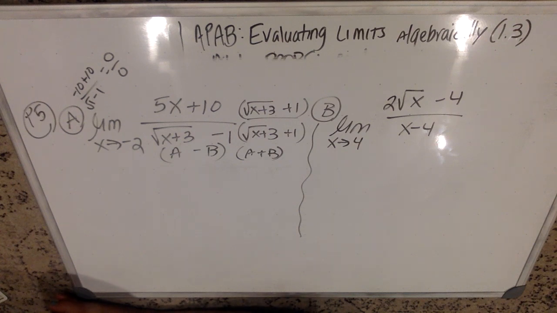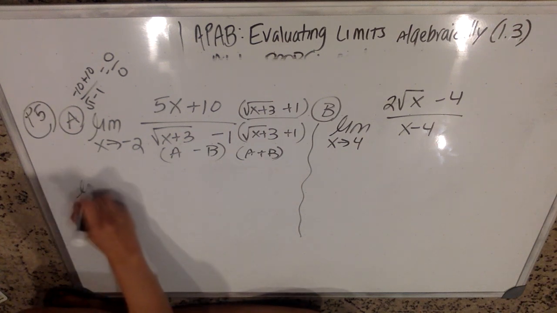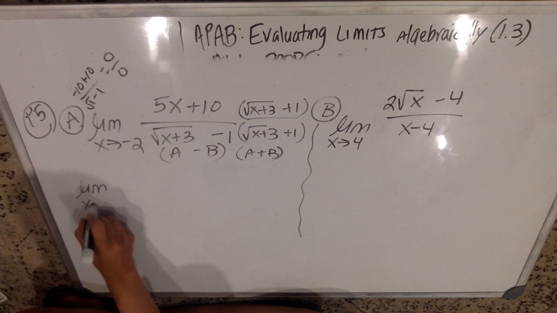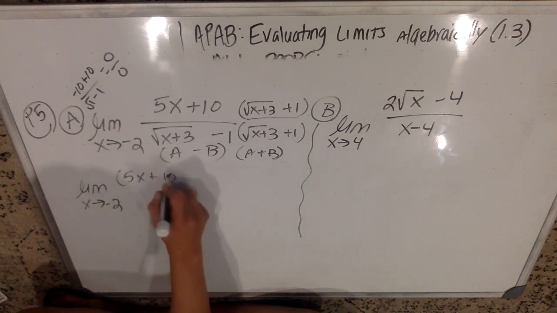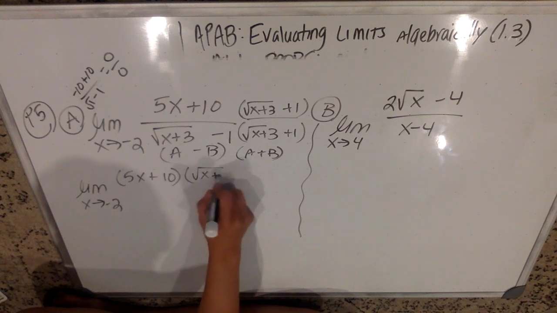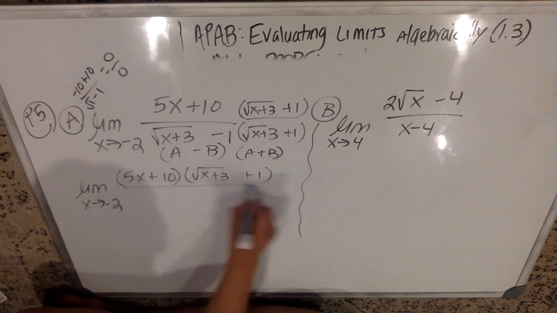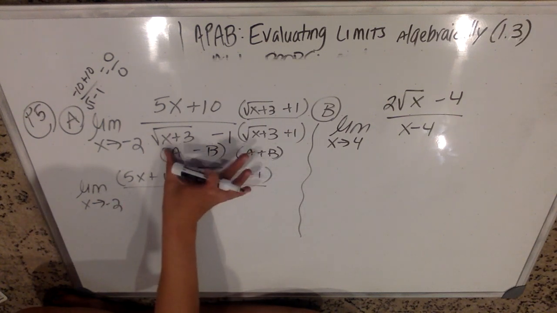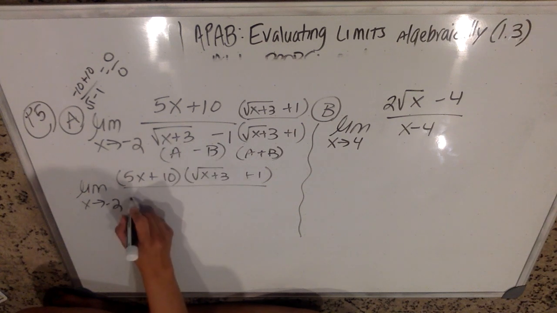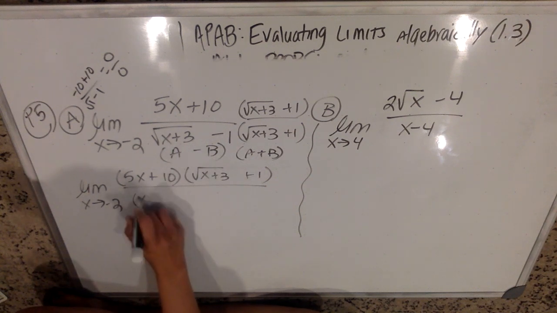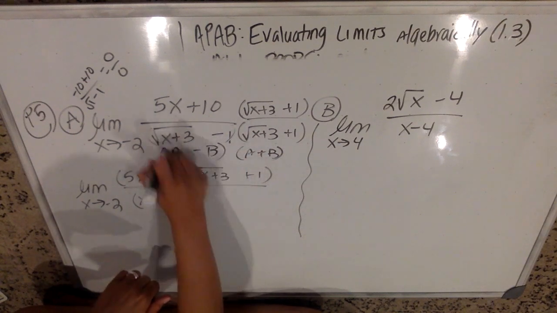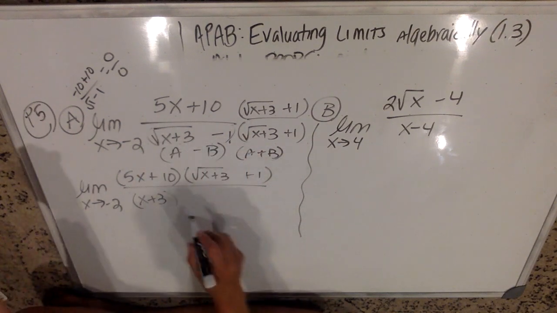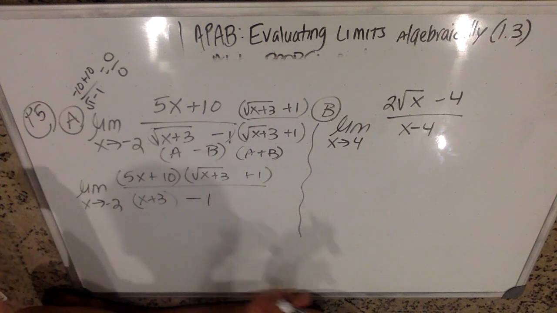All right, so I end up with a limit as x approaches negative 2 of this 5x plus 10 times a root x plus 3 all plus a 1 over, and when I FOIL the bottom, the first is just going to cancel the roots, and I'm going to get an x plus 3. The outer and inner are going to cancel because when I create a difference of squares, the OI sums to 0, and the last will be a minus 1.